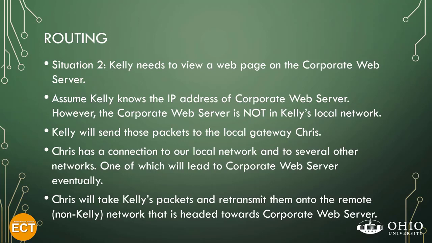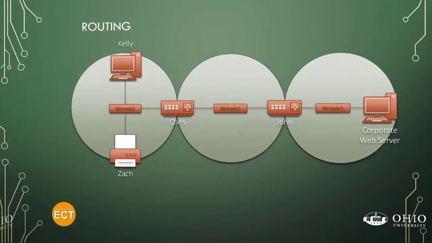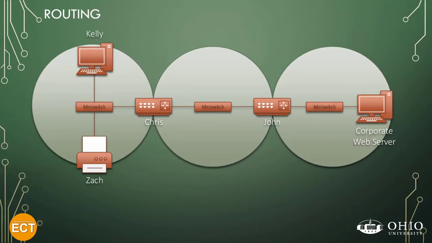I've got a diagram, so if all those words get kind of confusing, it's okay, it is kind of confusing. In this diagram, we can see Kelly and Chris are on the same network. So Kelly can directly talk to Chris. And remember, each one of our packets comes with a source address, which is Kelly, and a destination address, which will be the corporate web server. So Kelly will send those packets to Chris. Chris will look at the destination and say, I need to send that on to somebody else that can talk to the corporate web server because I can't.